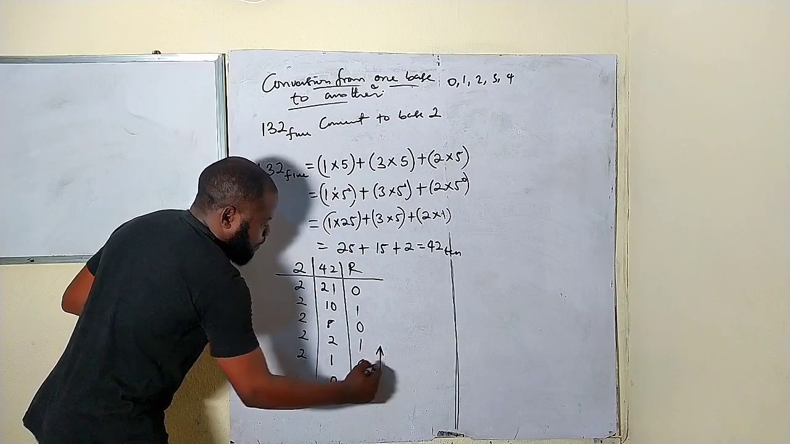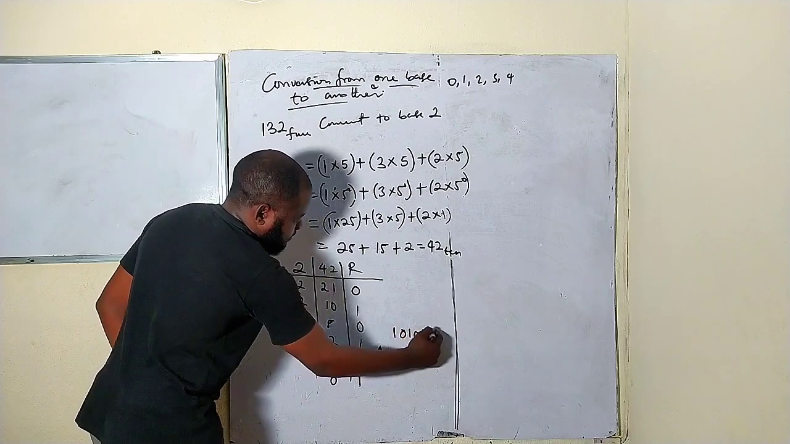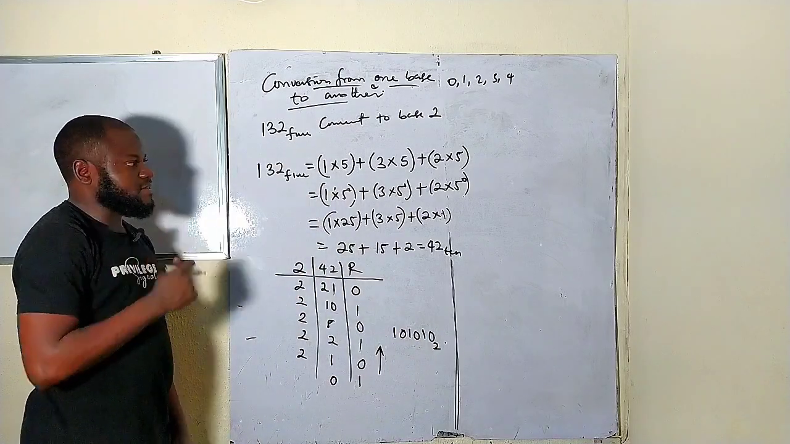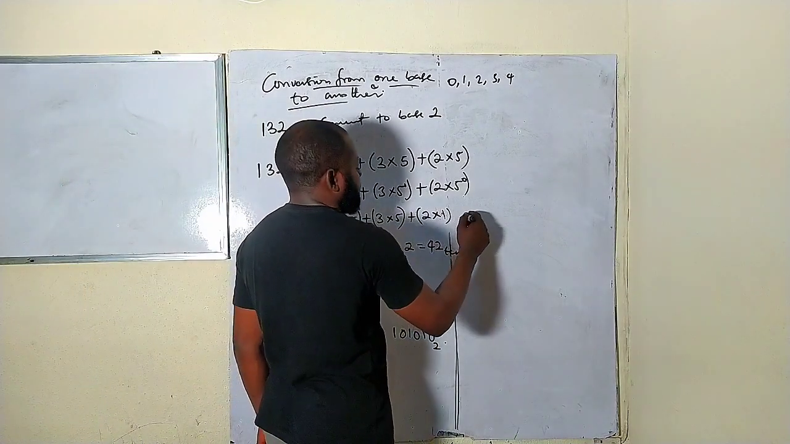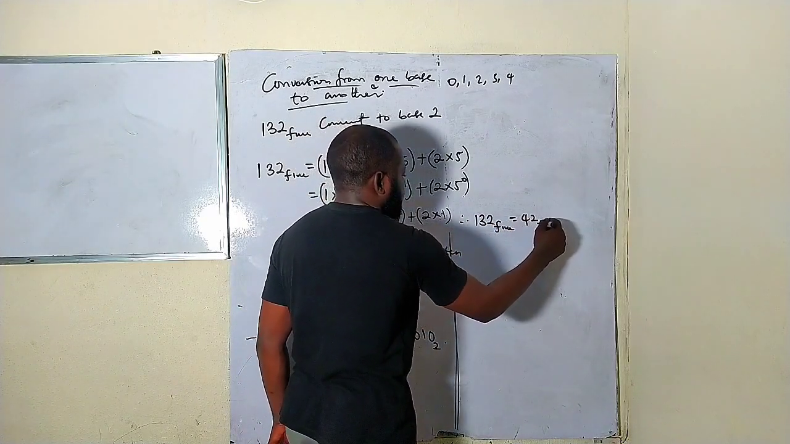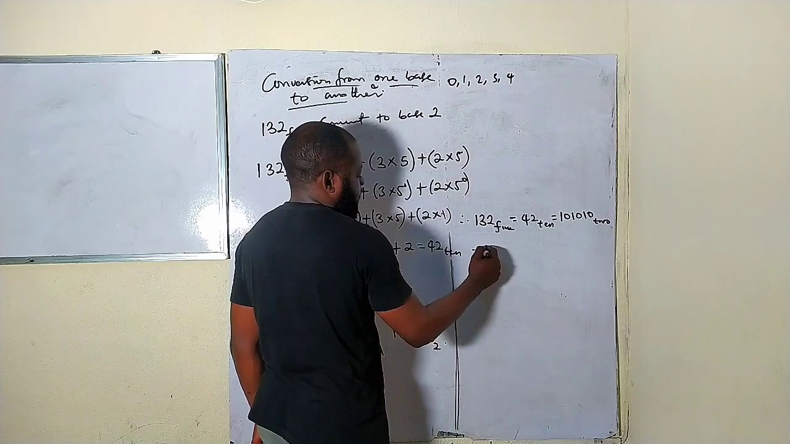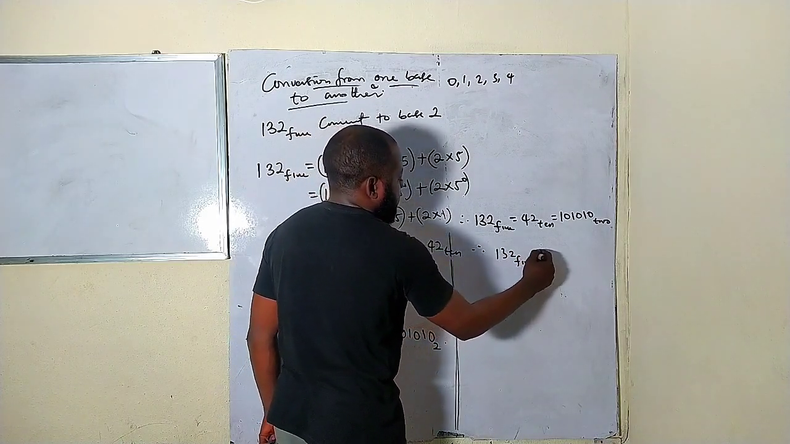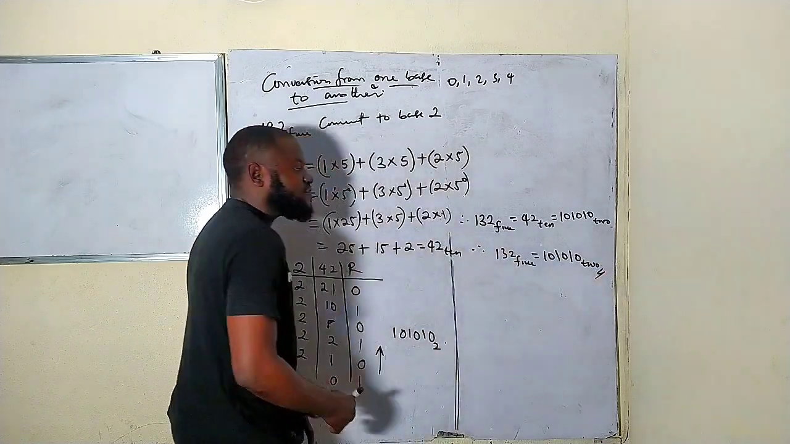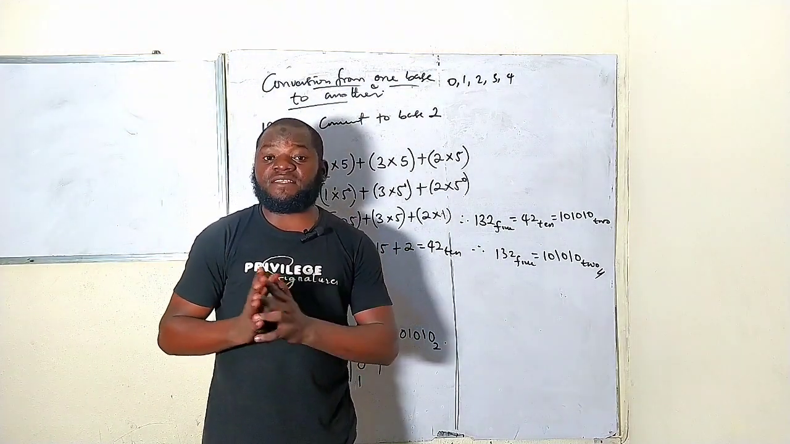So you take it from down upward, and you're going to have 1, 0, 1, 0, 1, 0 in base 2. Do you understand that now? So how do you report your result? You just say 132 in base 5 is equal to 42 in base 10, which is equal to 101010 in base 2. So for that reason, 132 in base 5 is equal to 101010 in base 2. So that's just how to convert from one base to another base other than base 10. I believe this is clear now.